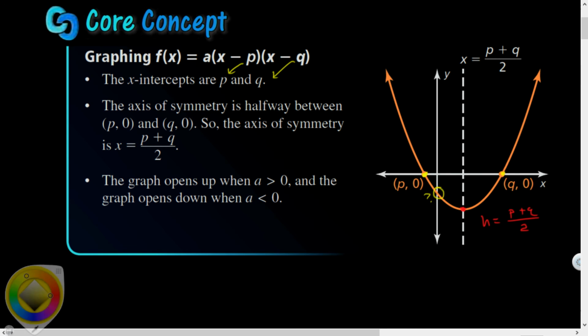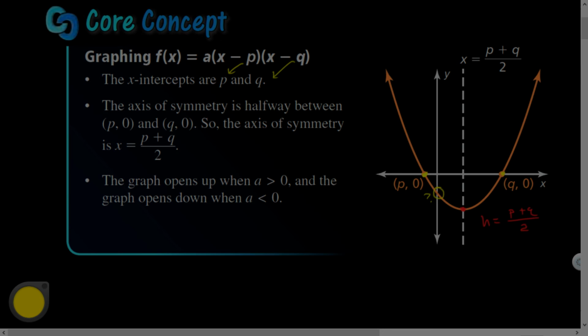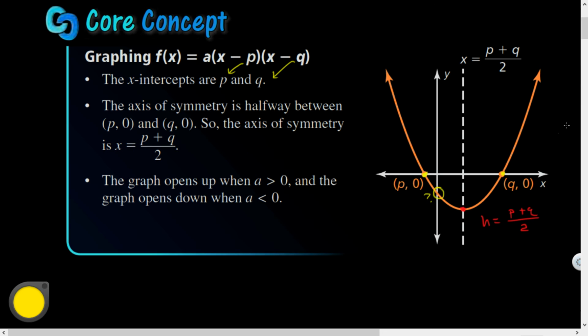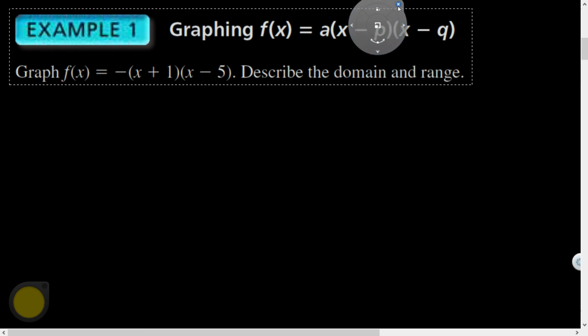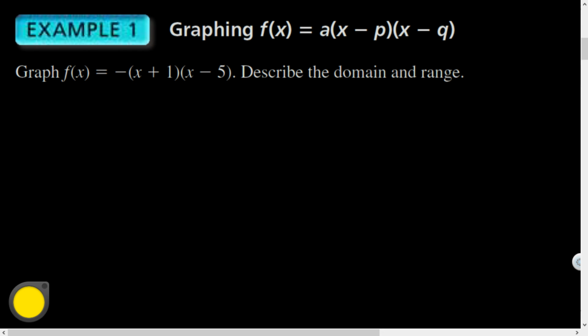So let's do example 1 here, shall we? You guys already have this on your sheet, right, Tyler? That's right, Mr. Waddy. That is right. Example 1. Having fun. All right.